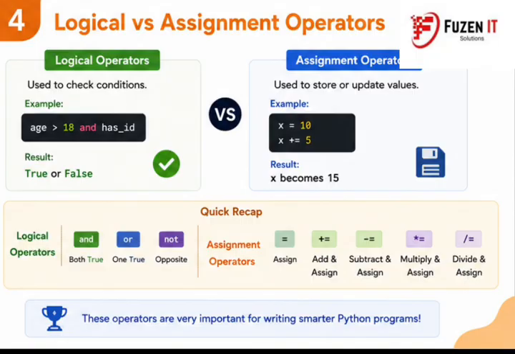Quick recap as we did in slide 2. Today you learned about the logical operators and, or, not, assignment operators, and shortcut assignments. These operators are very useful for writing smarter Python programs. In the next lesson, you can move to conditional statements like if, else, and elif.